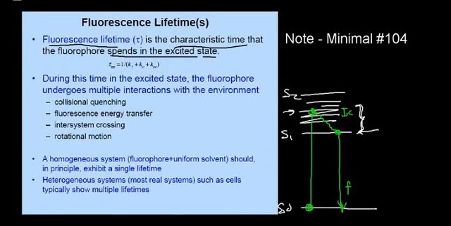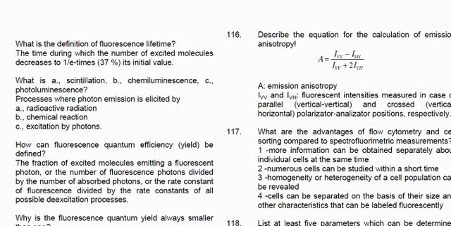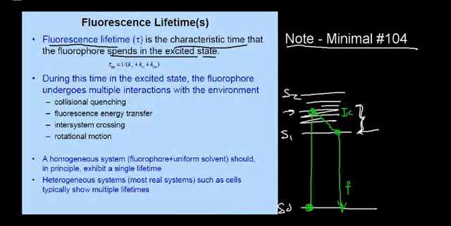But we also need to know that our department formulated minimal 104 in regards to that. Let's go through that. What is the definition of fluorescence lifetime? It is the time during which the number of excited molecules decreases to 1/e times, which means 37% of its initial value. And this is a different definition, so we need to understand that as well.